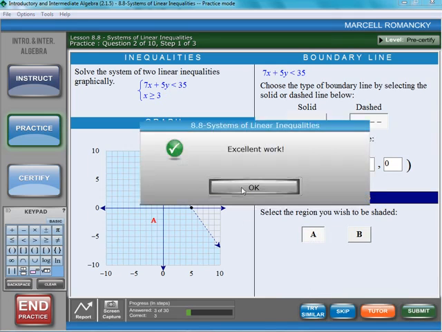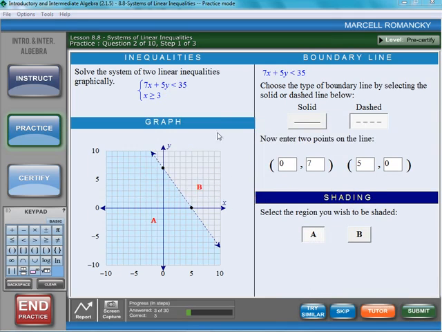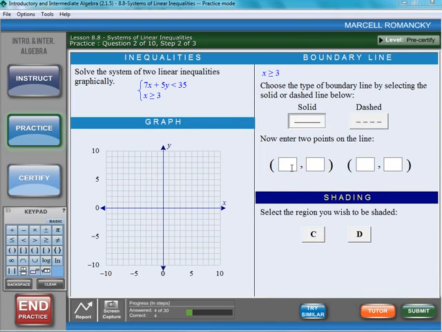Okay. But my next graph that they give me is kind of strange because it's an x. So what do x's usually tell me? What kind of line should I have? Vertical. And because this is an equals, I have a solid line. But what about 2 points?